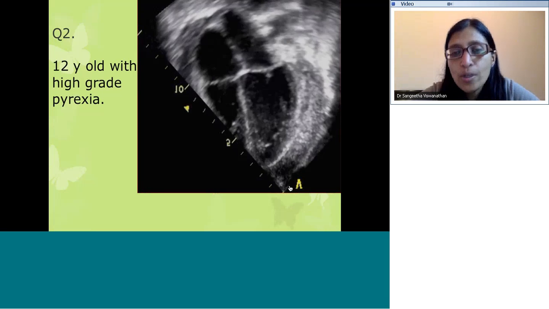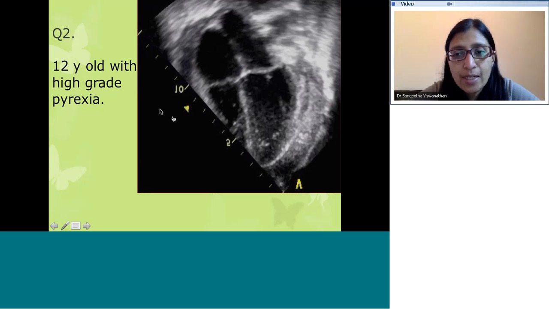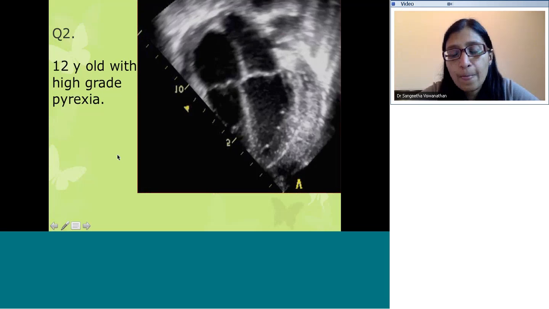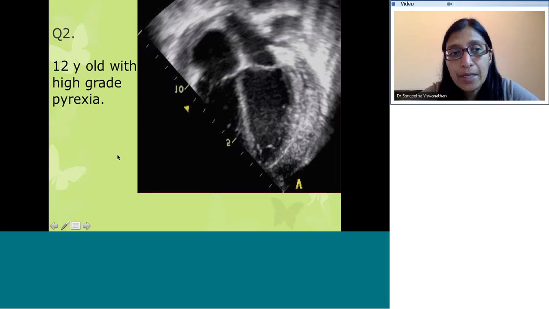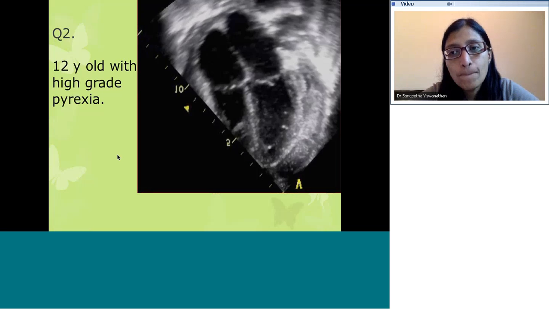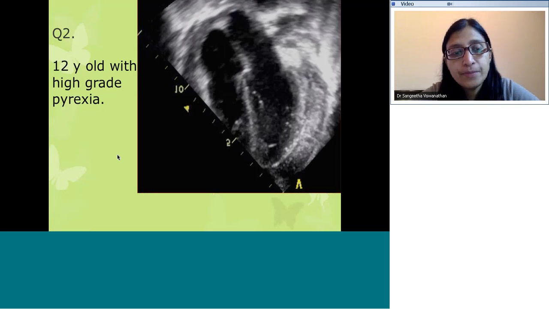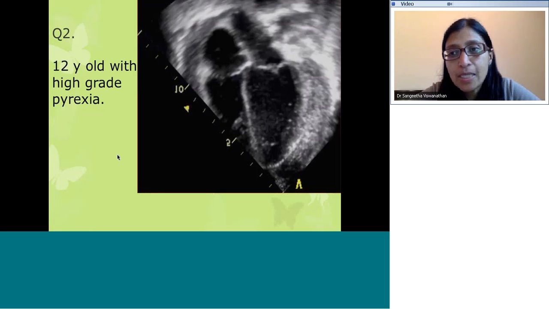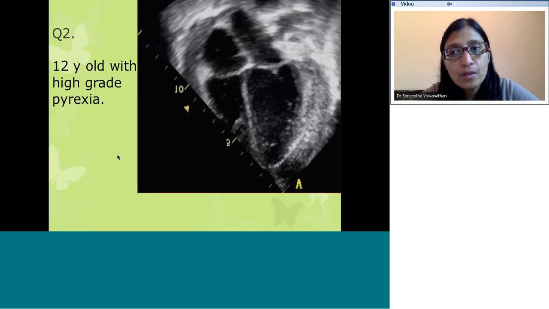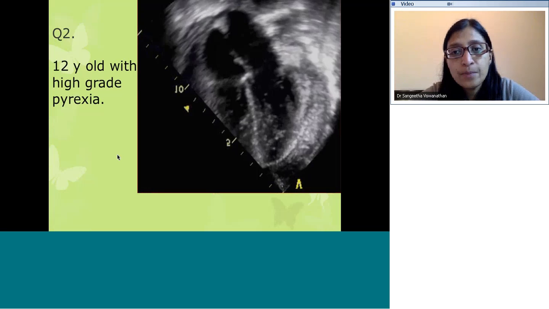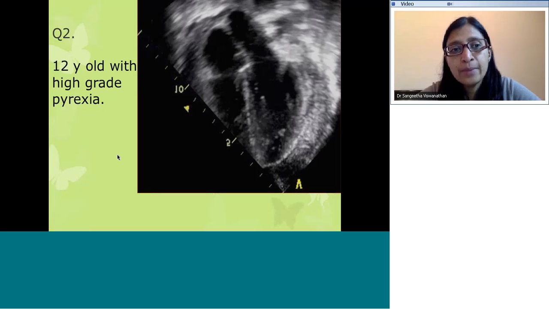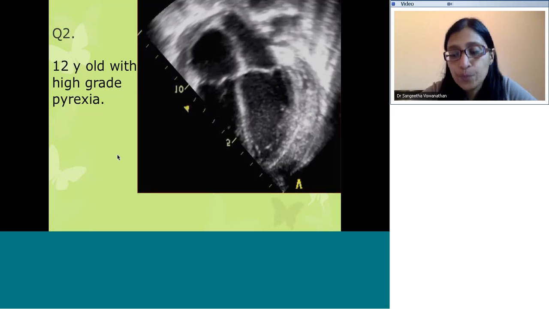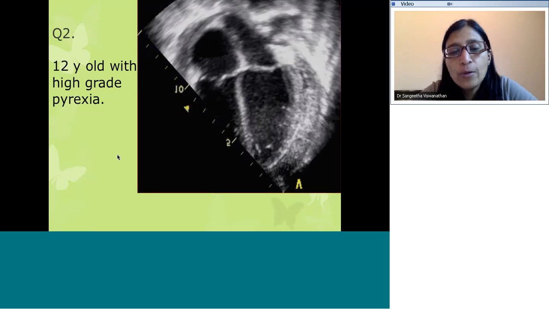What are the differential diagnoses for a collection like this? One is the pyopericardium. What else could it be? Particularly in a country like India, what is the other common infection that we find in the pericardium? Tuberculosis. So we have to differentiate between the two. And how do we do that?